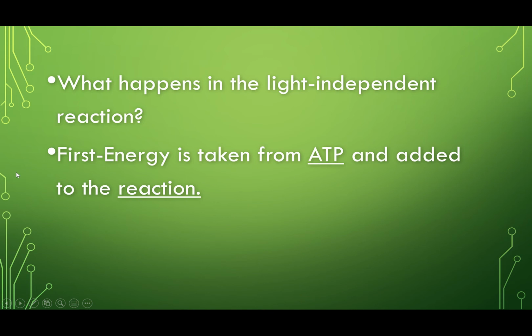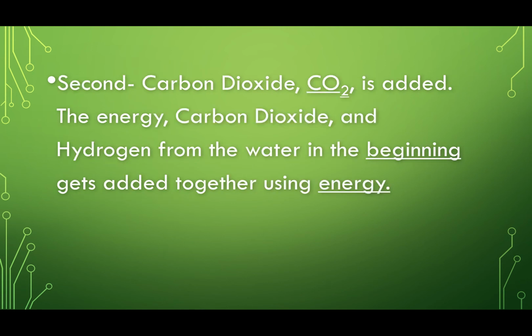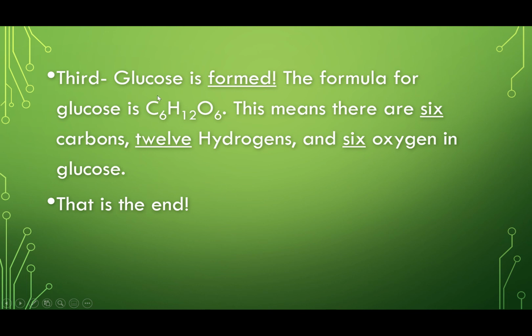So in this one, the first thing that's going to happen is that the energy is going to be taken from ATP and added into the reaction. So we're going to take that ATP and actually bring it with us. Second, the carbon dioxide is going to be added. So now we have carbon dioxide and energy. And we're going to take the hydrogen from the water that we broke down, and we're going to start building things using the energy, using the carbon dioxide, and using the hydrogen. So if you look, we have a C, some O's, and we're going to have H's from the hydrogen. We're going to break those down and build them back up into what we want. And what we want is glucose.